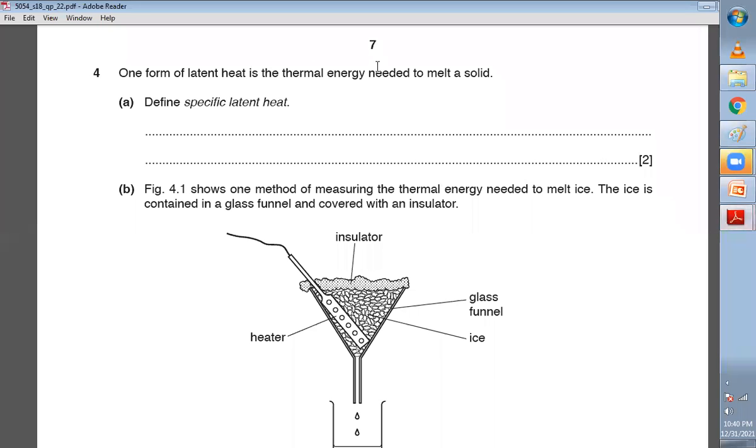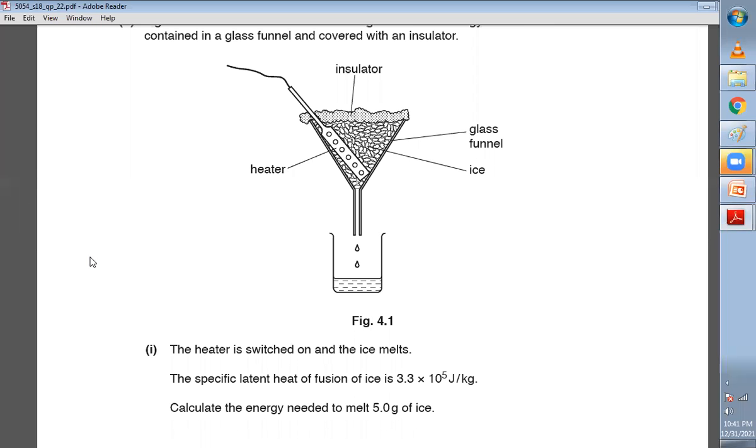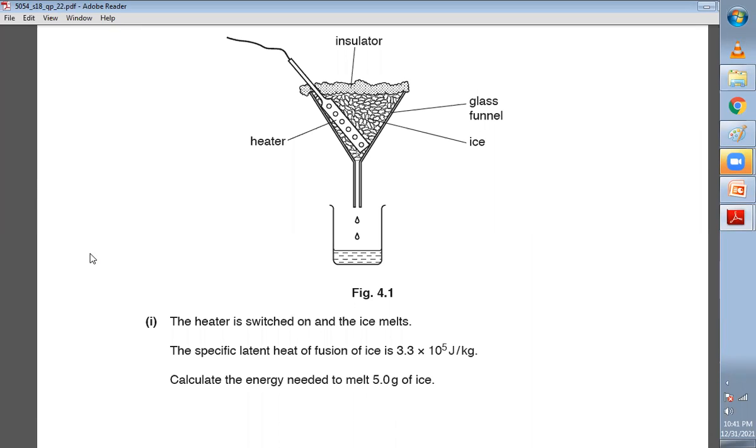Okay, so figure 4.1 shows one method of measuring the thermal energy needed to melt ice. The ice is contained in a glass funnel and covered with an insulator. The heater is switched on and the ice melts. The specific latent heat of fusion of ice is 3.3 × 10^5 joules per kg. Calculate the energy needed to melt 5 gram of the ice.